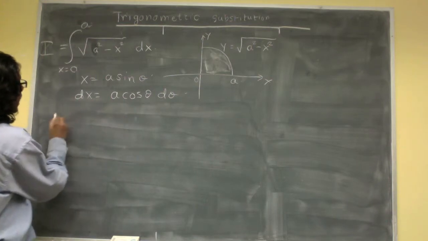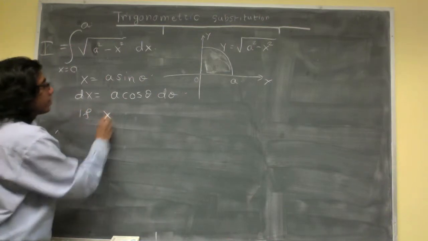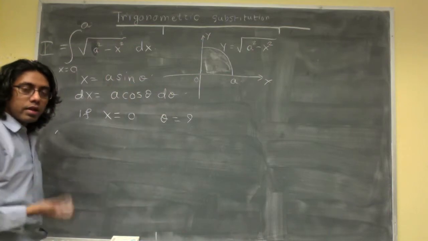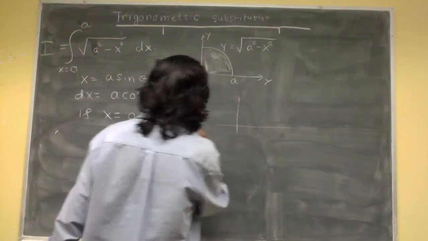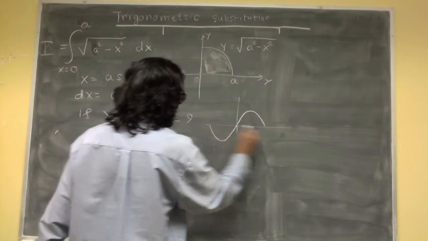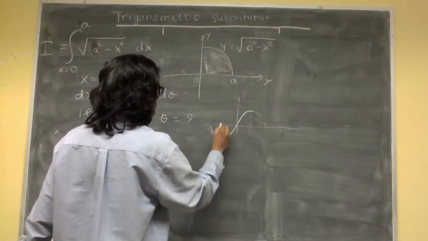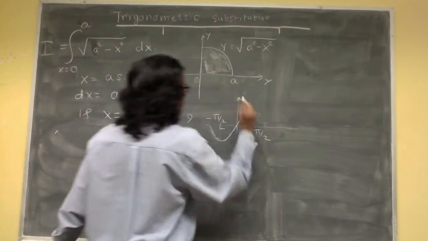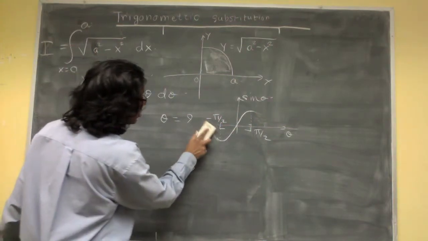Okay, and then this is a definite integral, so we have to change the limits of integration. So if x is equal to 0, theta is equal to what? Now for this substitution, we have to choose an interval of theta where this function is a one-to-one function, and one such interval is from minus pi by 2 to pi by 2. If we consider this part, this is pi over 2, this is minus pi over 2, we see that sine of theta is a one-to-one function from minus pi by 2 to pi by 2, closed interval.